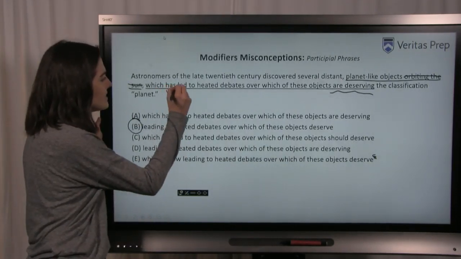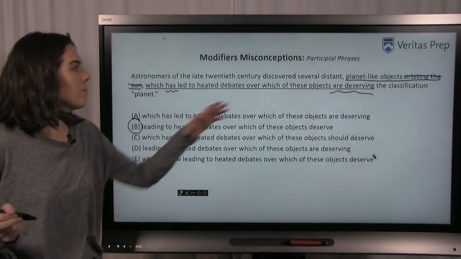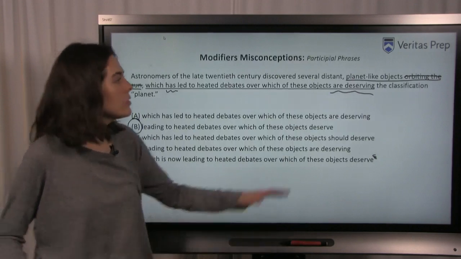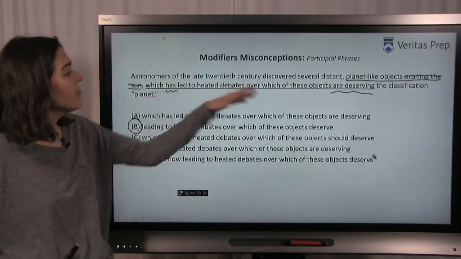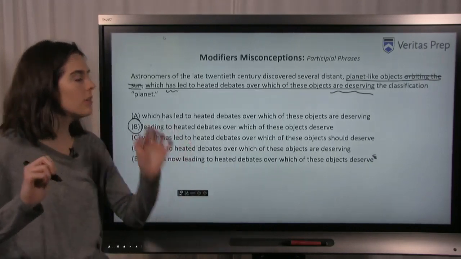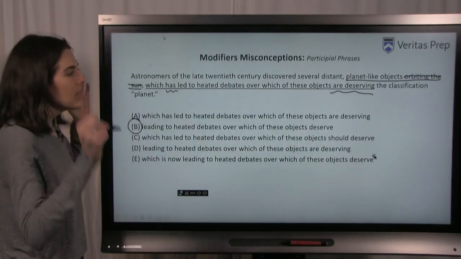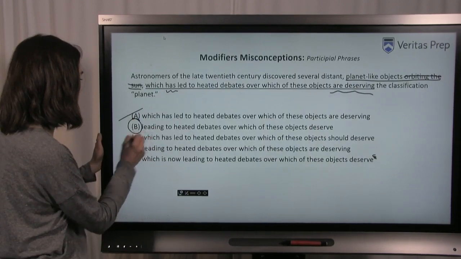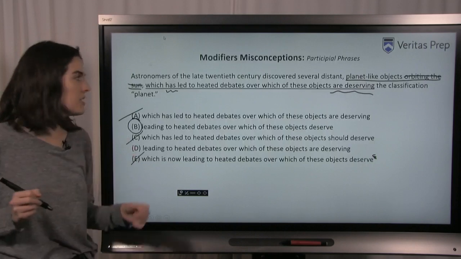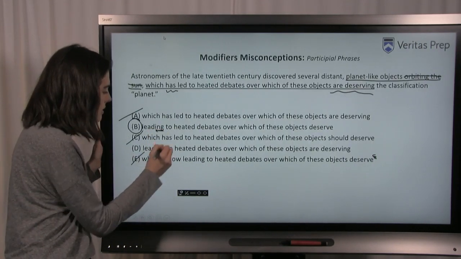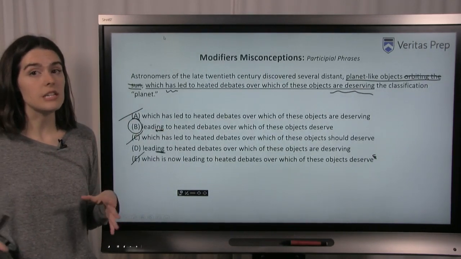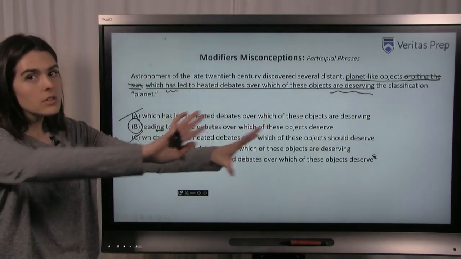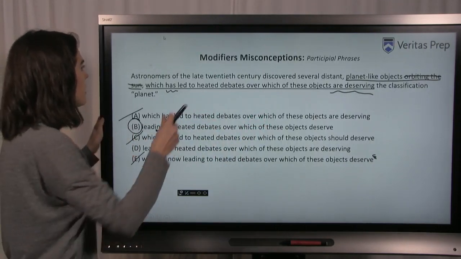However, has led, singular, right? Planet-like objects, plural, that's not gonna work, right? So if it was planet-like objects which have led, okay, maybe a little bit, but it would have to describe sun. So that one's not good, that one's not good, that one's not good. So we're between B and D, which have got our ing. Very nice. So either ing or ed is a participial phrase. If it's at the end of the sentence, it can describe the whole thing. So then we're going, okay, let's describe the whole thing.